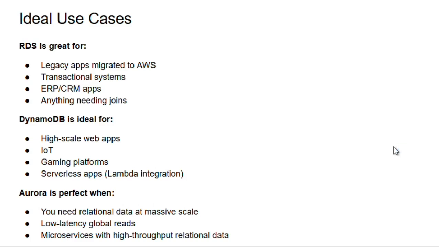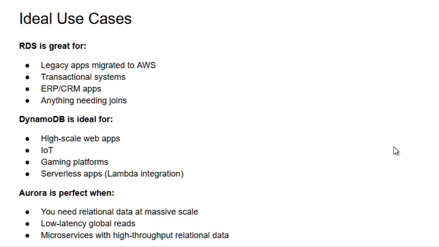Now, let's talk about ideal use cases. RDS is perfect for traditional applications. Think ERP systems, CRM tools, transactional systems, and any workload that depends on joins or complex SQL queries. DynamoDB is the best option for large-scale web apps. It integrates seamlessly with Lambda and offers consistent millisecond performance at any scale.